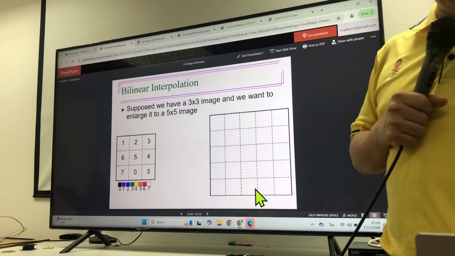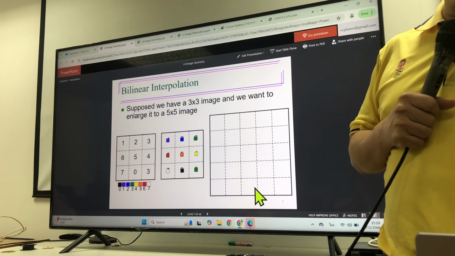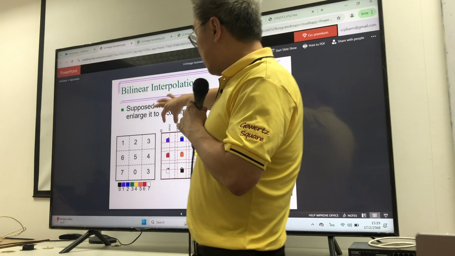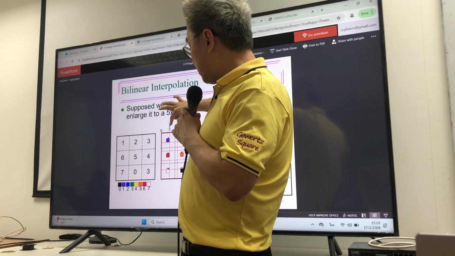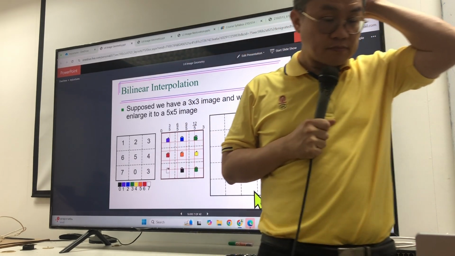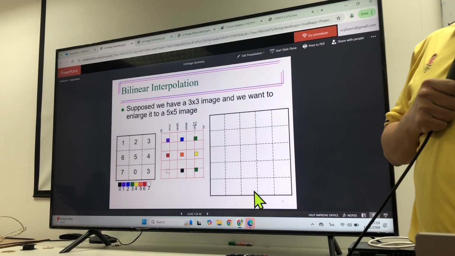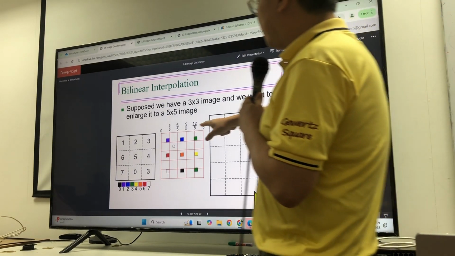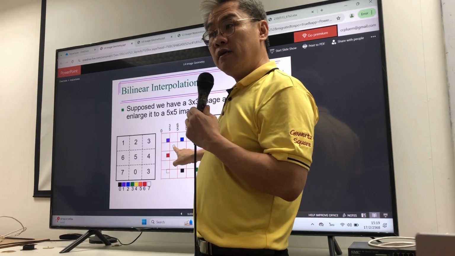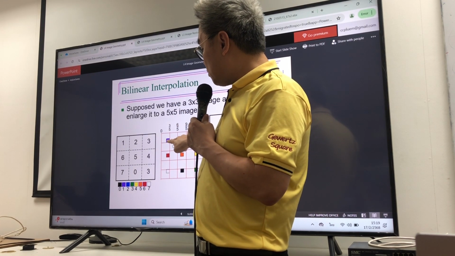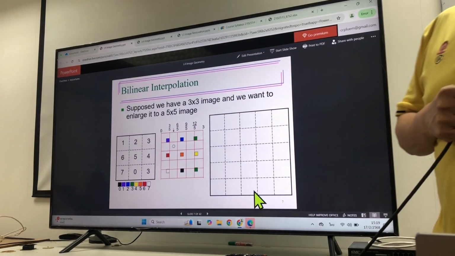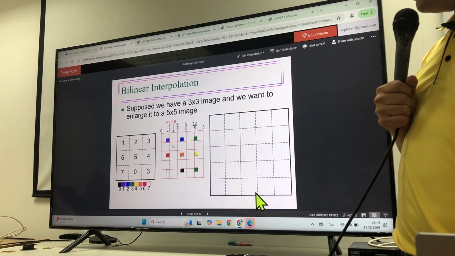Bilinear. Bilinear means you do the same thing, but now you need to know the distance between each pixel. This is 3/5, 6/5, 9/5, 12/5, and 3. To find the gray level value at this pixel in 2D, you need to find the average between these 4 neighbors.